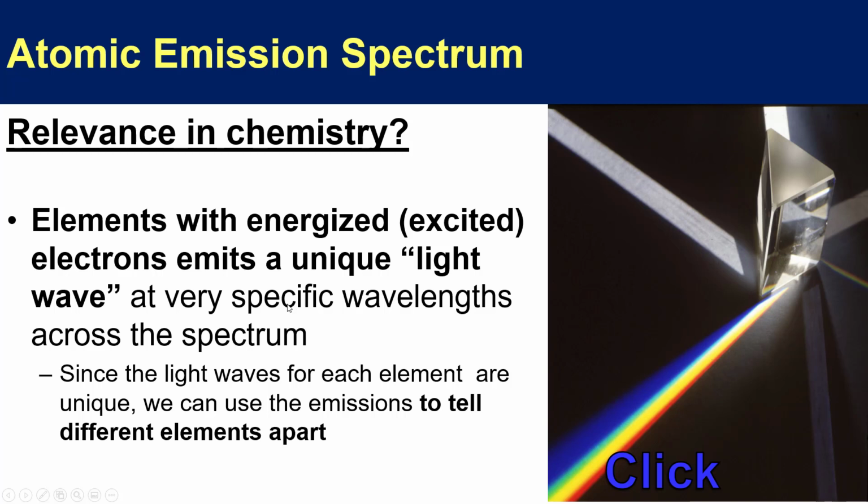So the wavelengths that are released by copper are not going to be what is released by potassium or lithium or strontium or titanium, etc. And because the light waves emitted by each element are unique, we can use those emissions to tell different elements apart and sometimes identify the identity of elements.